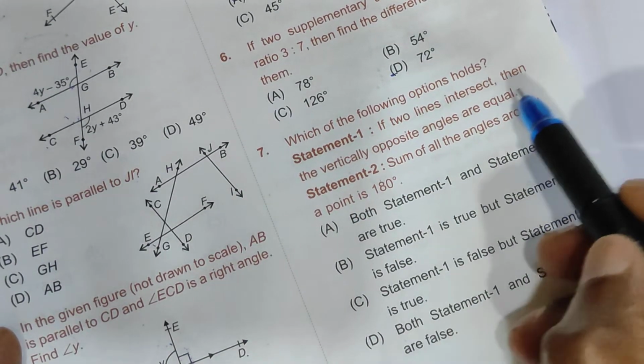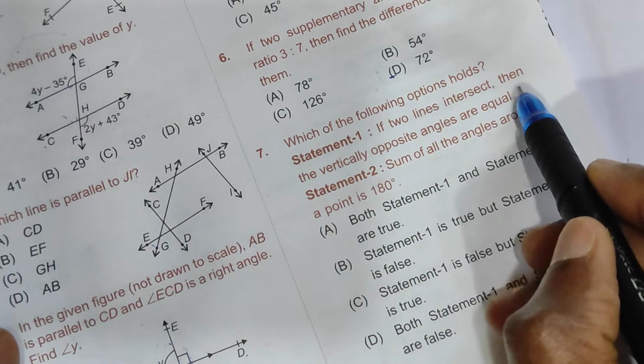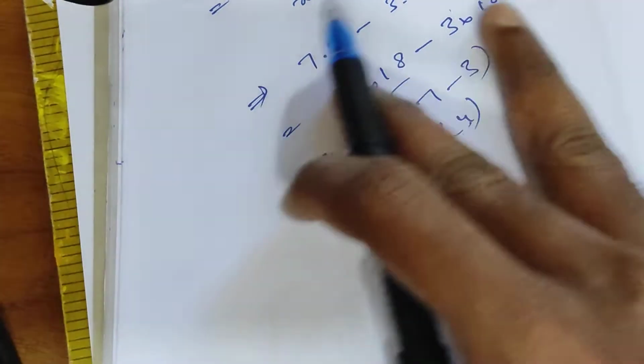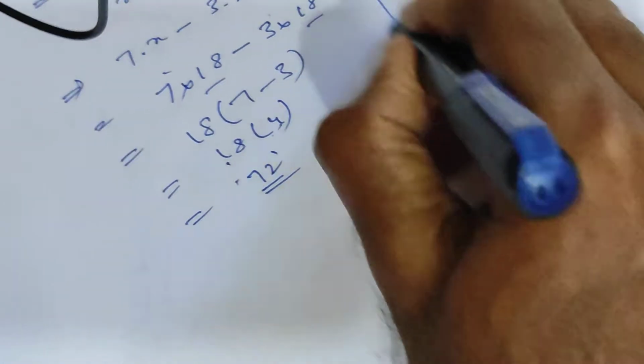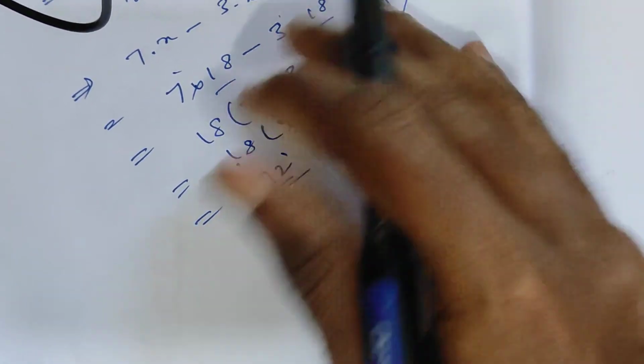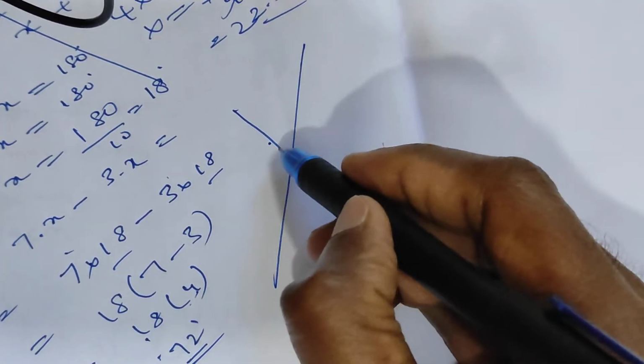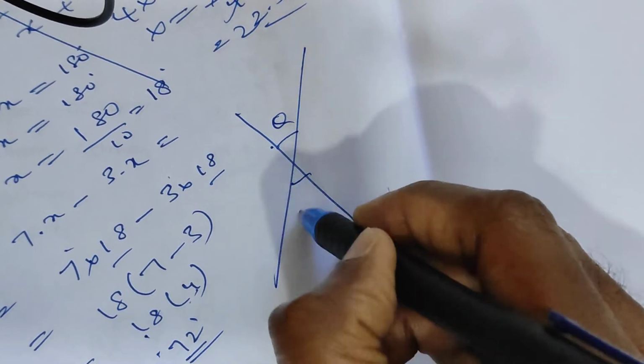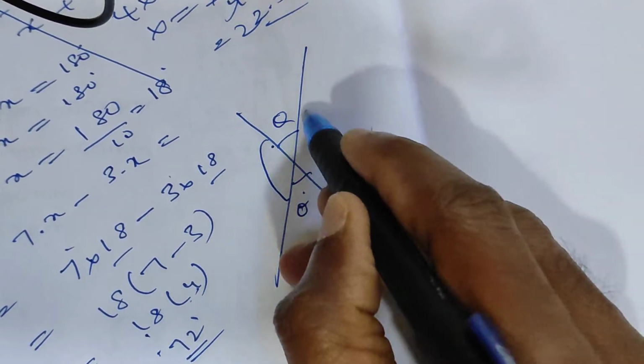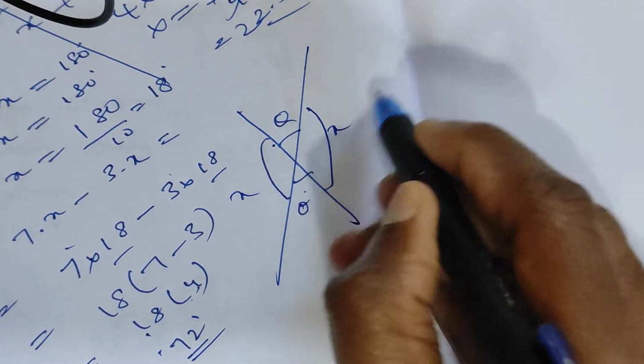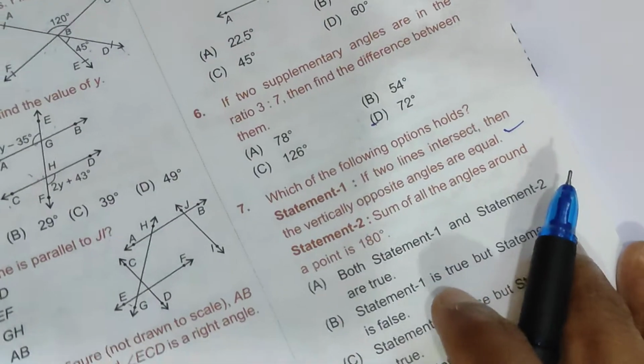And which of the following options holds good? If two lines intersect, then the vertically opposite angles must be equal. Yes, if two lines are intersecting each other, this line and this line, this angle must be equal to this angle, or this angle must be equal to this angle. This is okay. The first point holds good.